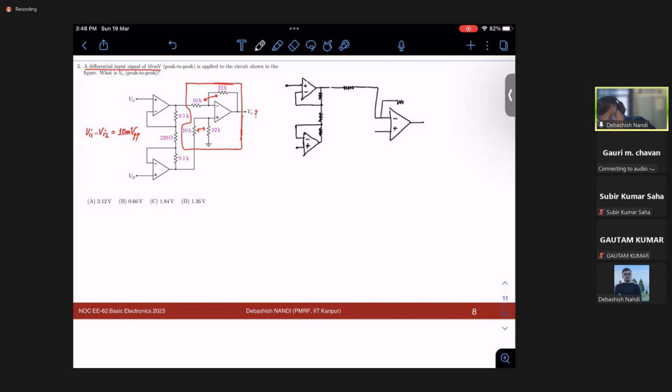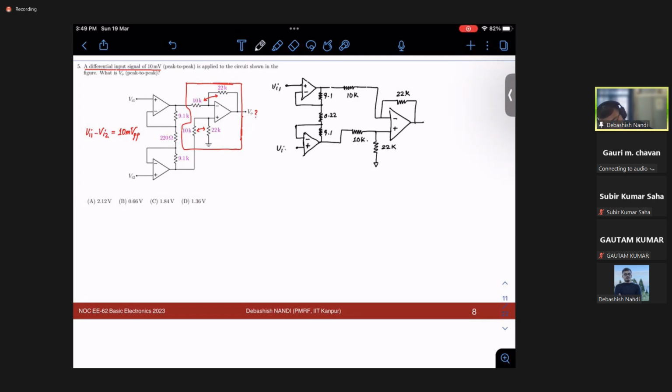Okay, the circuit looks like this. So this is your 10K, this is 22K, this is 22K, this is 10K, and this is 9.1, 9.1, and this is 0.22. This is your Vi1, this is your Vi2. Okay. Now let me mark these nodes. Let's say this is V1 and this is V2.